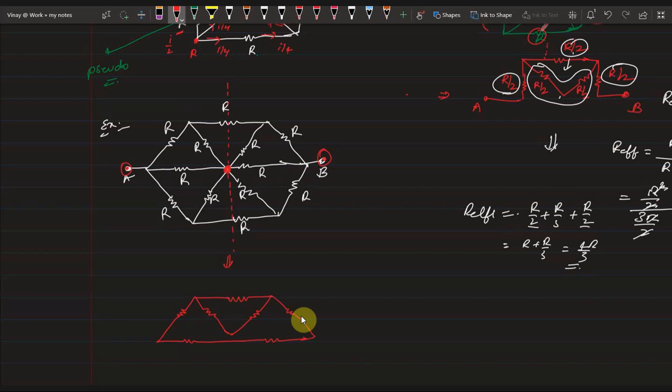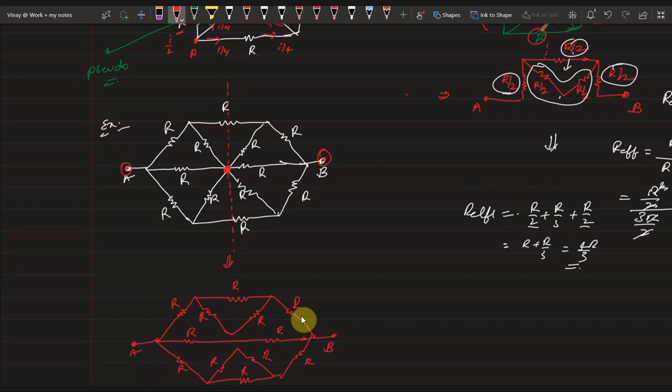So you have to remove the connections, right? If you remove the connections, this is the circuit diagram. That's it. Do you understand this point or not? Yes, sir. Now this resistance is R, this is R, R, R, R, R, R, and R.